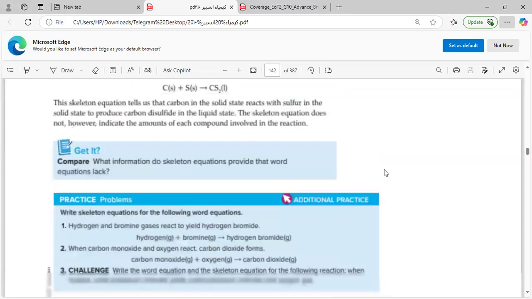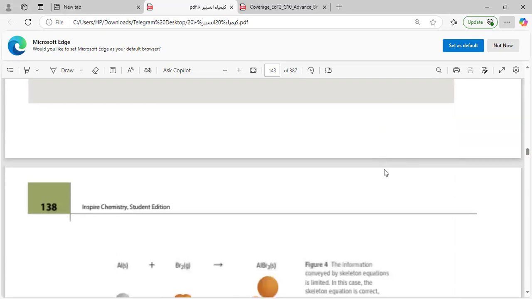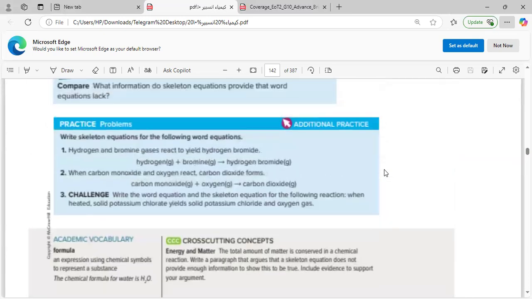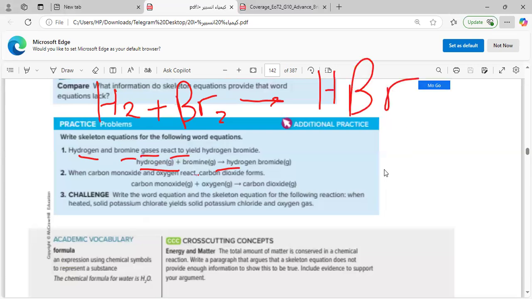Next, we have an equation here. Firstly, hydrogen and bromine gases react. Let's type the equation. Firstly, hydrogen H2 plus bromine Br2 will form HBr. Here we balance it, so it is H2 plus Br2 giving 2HBr.